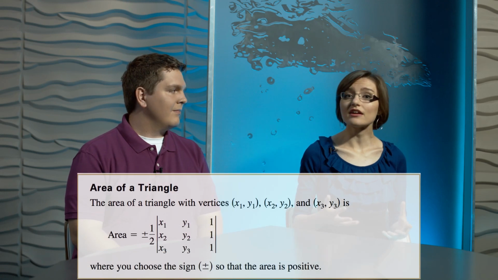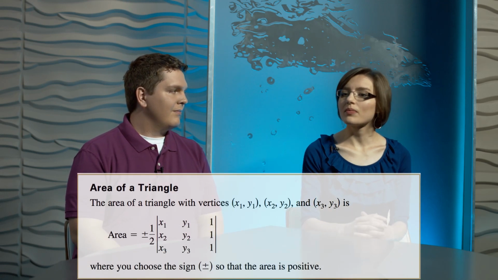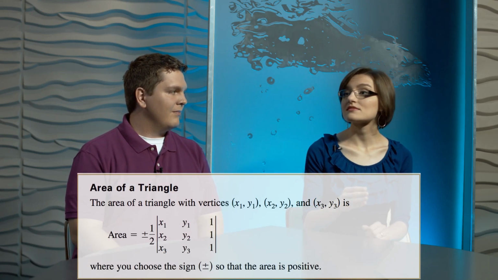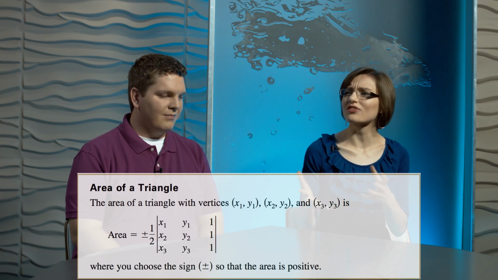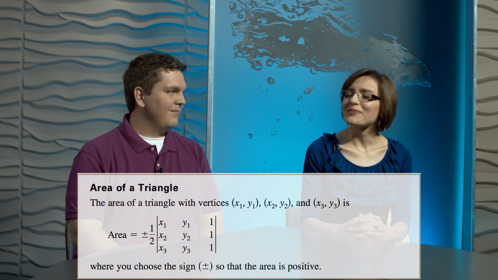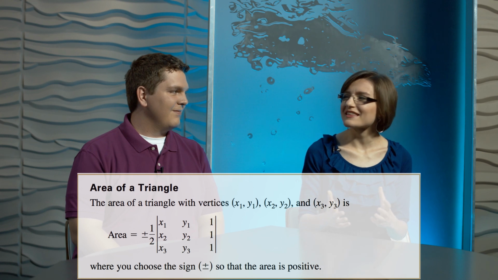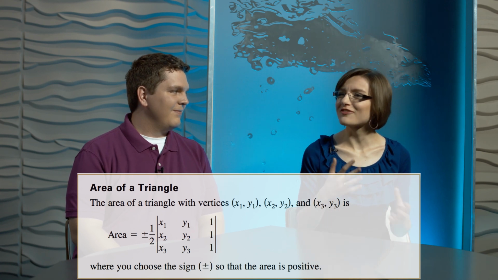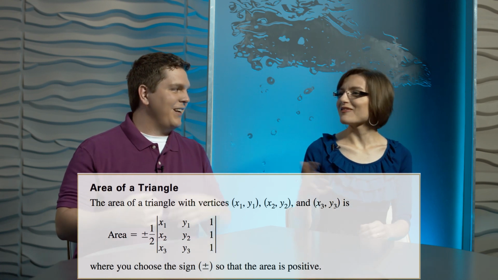Brittany, talk to us a little bit about one of the other applications we can play with. All right, so we can find the area of a triangle. But with the formula, there's a plus or minus sign right in front of all of it. Students are going to wonder why that's there. Sometimes students think that it means there are two different areas, one positive area, one negative area.